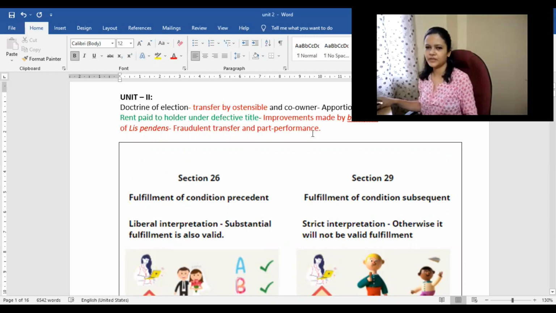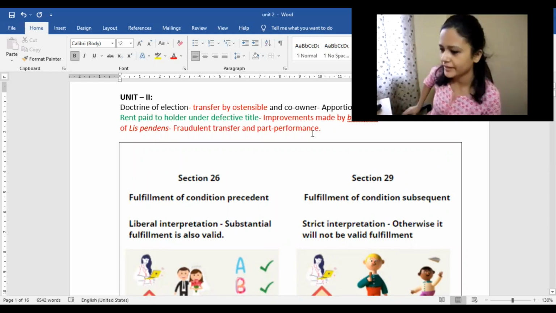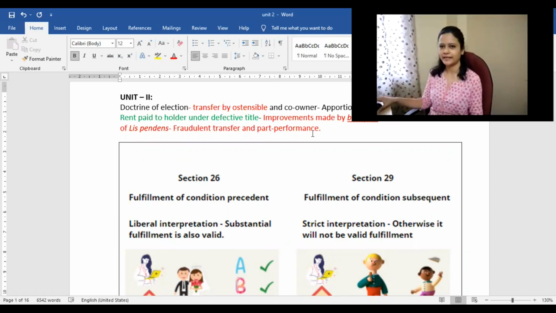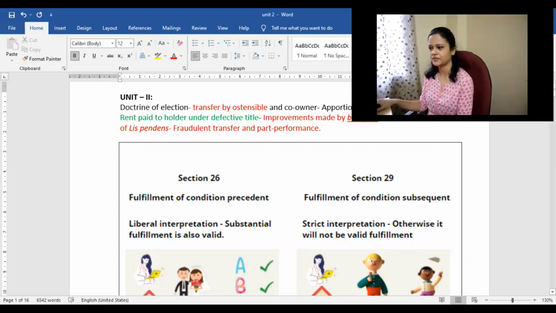Or unit 2 and unit 1, right? There are a few provisions, like general provisions, that we have both for unit 1 and unit 2. We'll see 3 of those concepts. All right, one is from unit 1, where we have a provision on condition precedent and subsequent.